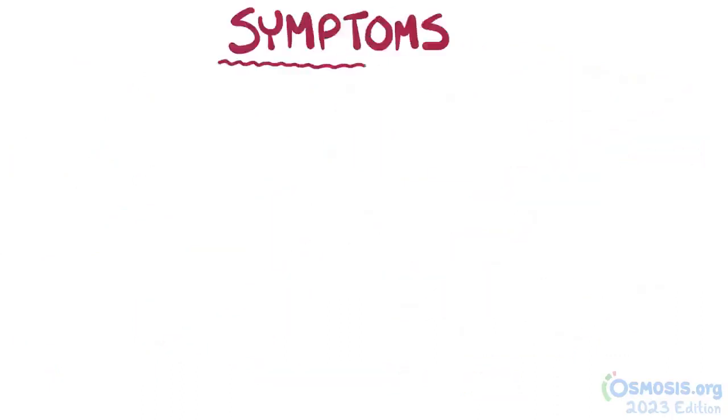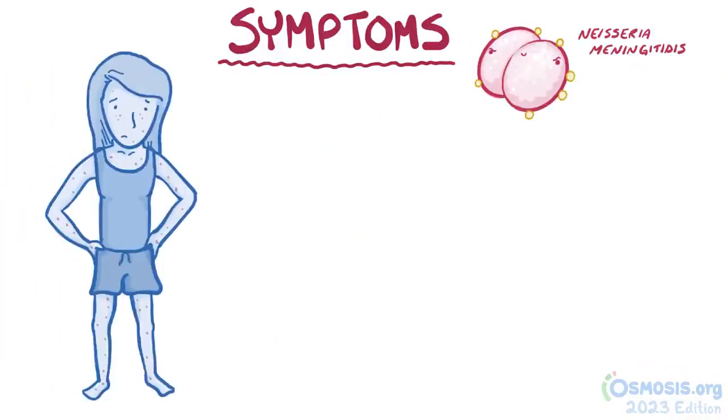Now, a characteristic symptom seen in Waterhouse-Friderichsen syndrome caused by Neisseria meningitidis is a petechial rash throughout the body, which fuses together to form large purpura over time.